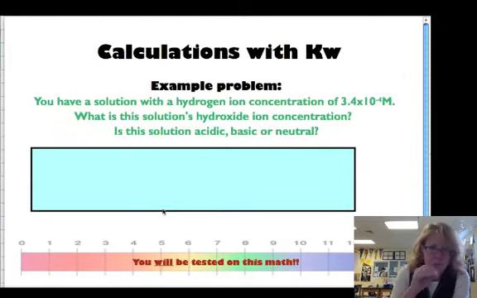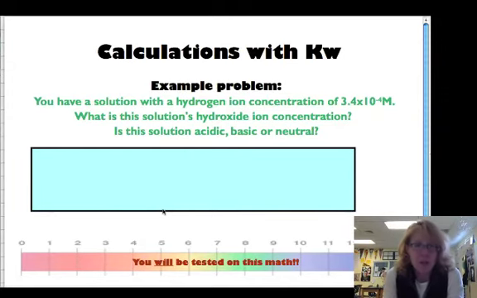So let's take a look at how this works. So let's say that you've got a solution that's got a hydrogen ion concentration, H+, of 3.4 times 10 to the minus 4 molarity. So what is the hydroxide ion concentration? You're going to use Kw to find that. And then the last part is, is that solution acidic, basic, or neutral? And that's kind of that last slide that we just did.